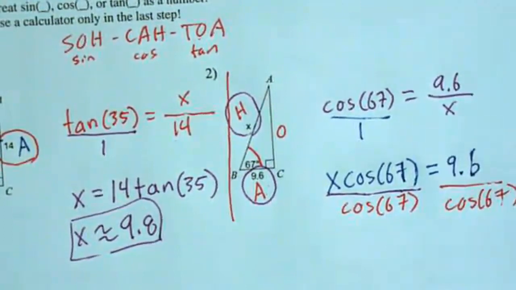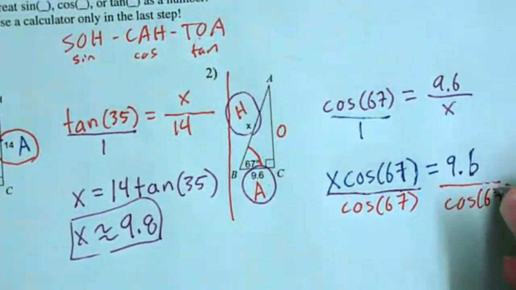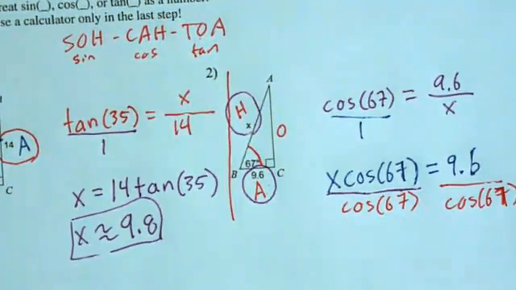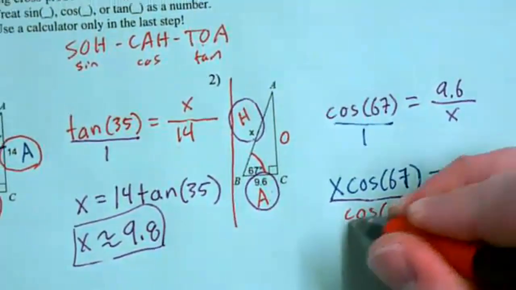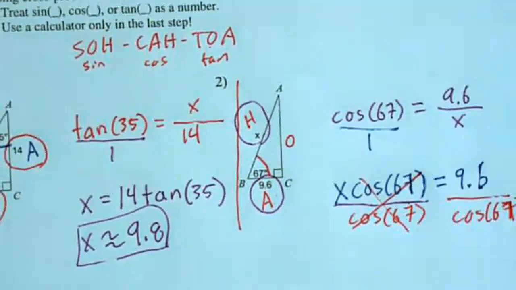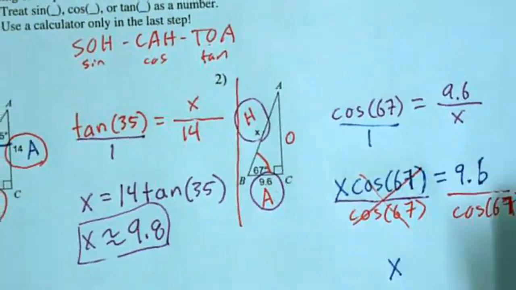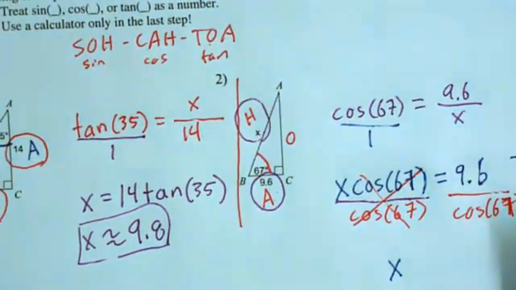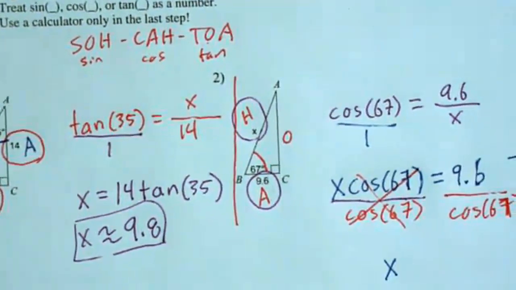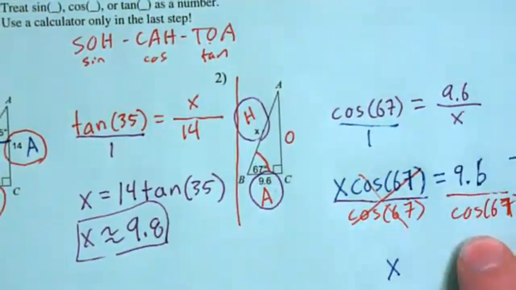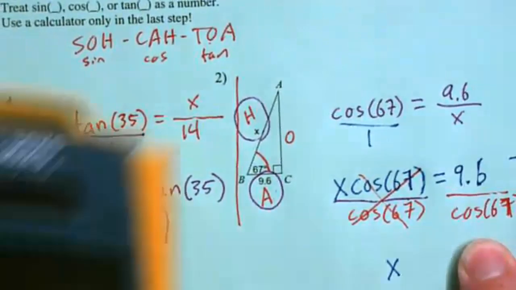Cosine 67 is just a number. I don't know what it is, but my calculator does. But because it's a number, same thing as any other number, when you divide by it, it cancels, it goes away. So now we got x all by itself. And then this big old messy fraction, we don't have to deal with because the calculator is going to do it for us. You're going to type in 9.6 divided by cosine 67, hit enter, and you'll be done.